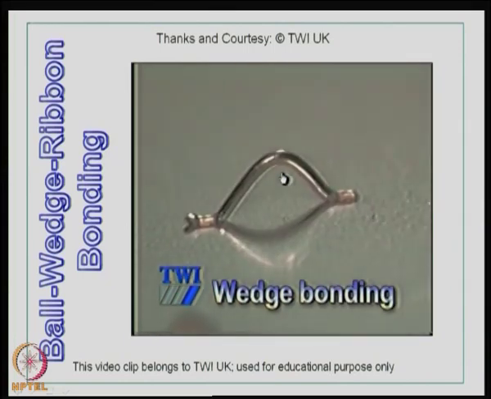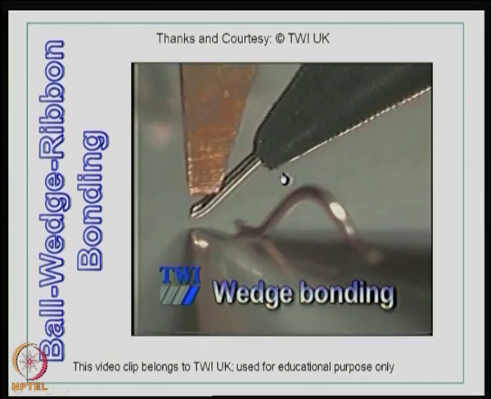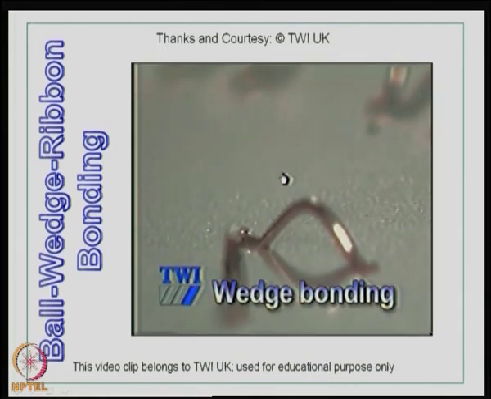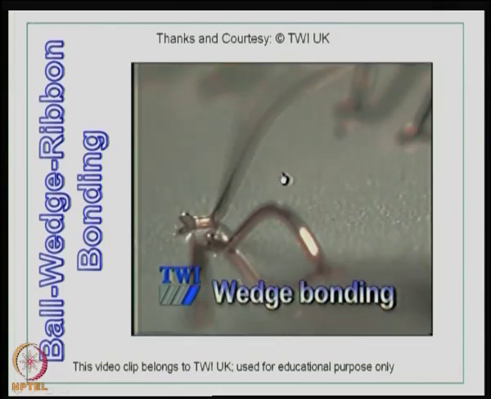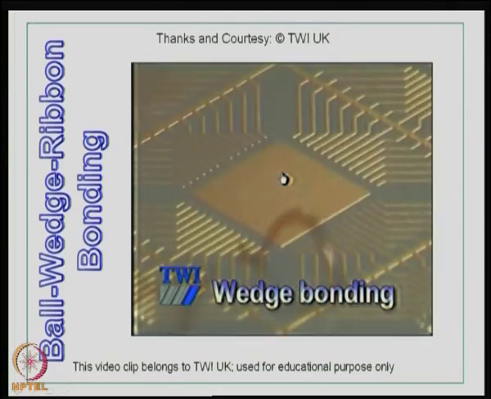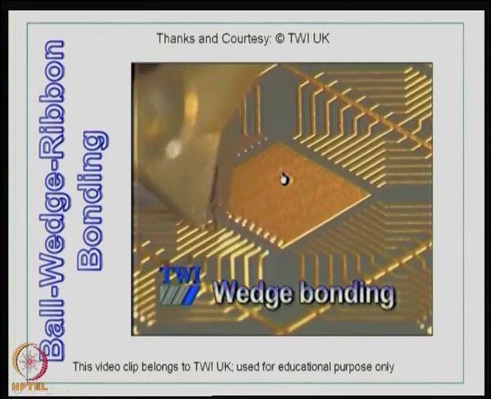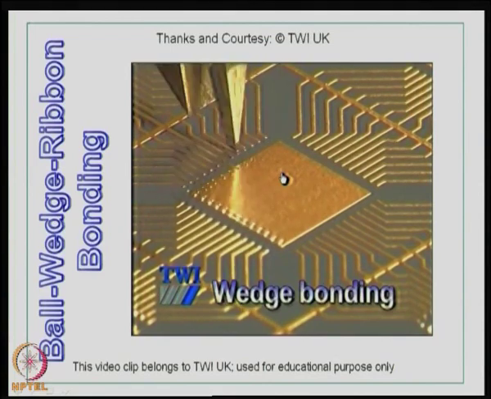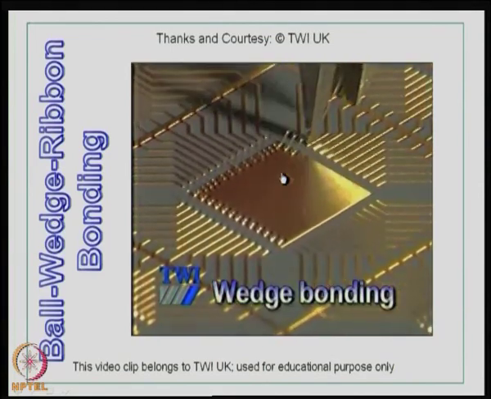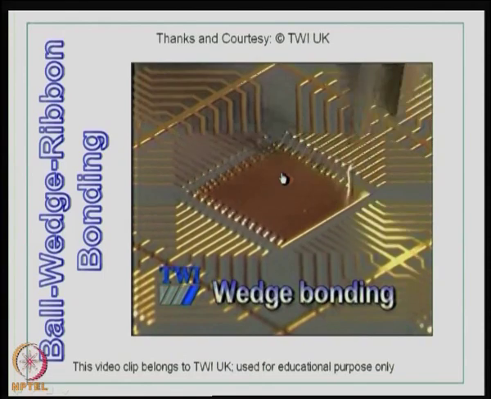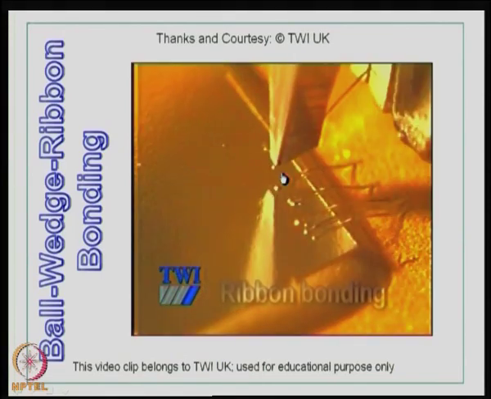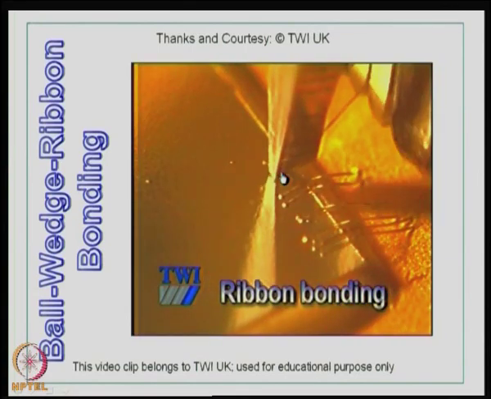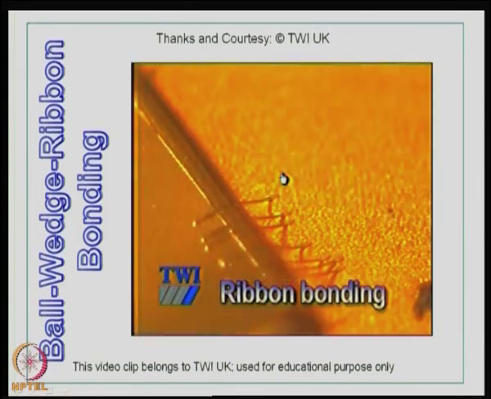Wedge bonding is used mostly on aluminium wire and is a reliable method of joining silicon devices to substrates and lead frames. Both processes can be automated to achieve speeds of 3 to 10 loops per second. And here we see ribbon bonding, which is used primarily in high-frequency devices.